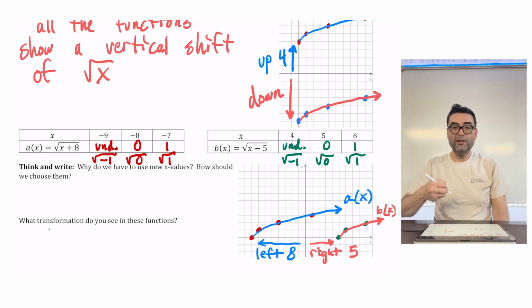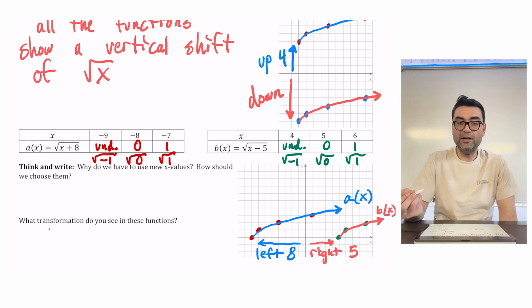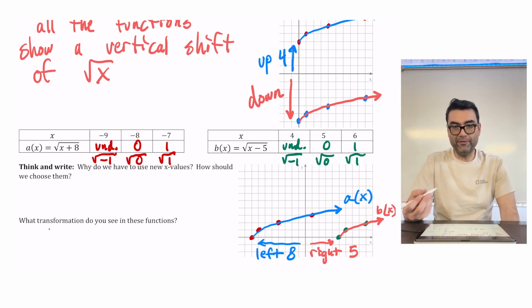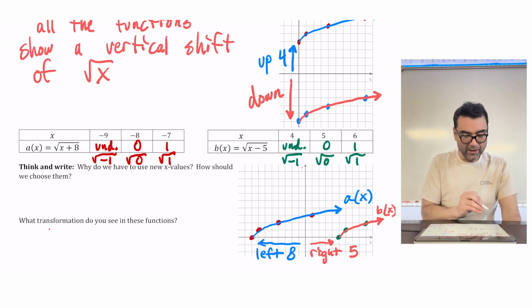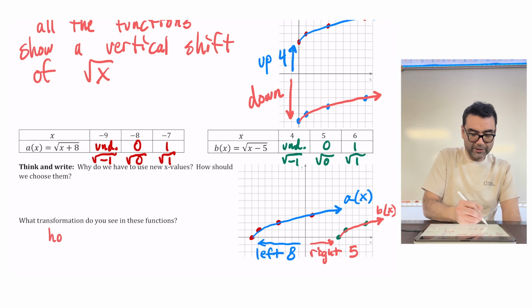How should we choose them? So we have to use new x values because if we use the standard x values from before, some of them will be undefined and we don't have perfect squares. So what we had to do is shift our x values so that we find where the defined values are, and then we want to find the next perfect squares based on that. So what transformations do you see in these functions? These are what we would call horizontal shifts.